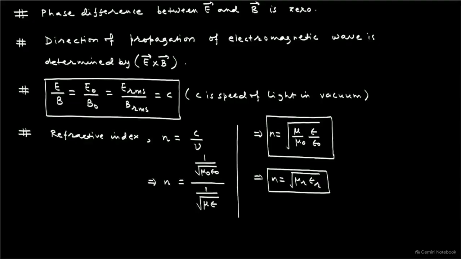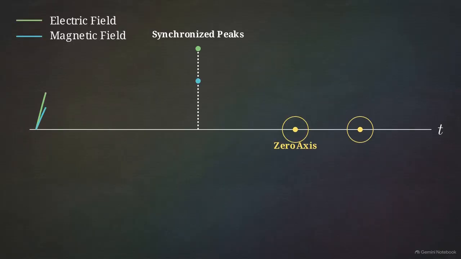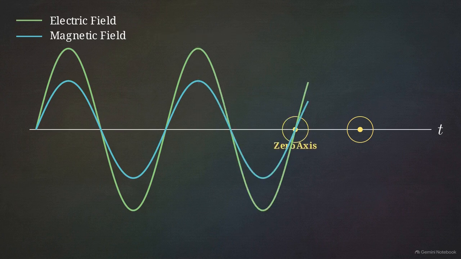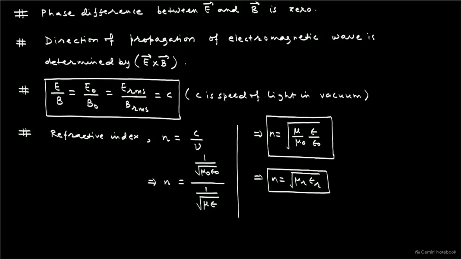These notes detail a crucial rule of electromagnetic waves. There is a zero phase difference between the electric and magnetic fields. Physically, this means the two fields are perfectly synchronized. They both hit their maximum peaks simultaneously, and they cross the zero axis at the exact same fraction of a second. Vector math determines the wave's travel direction by calculating the cross product of the electric and magnetic vectors.